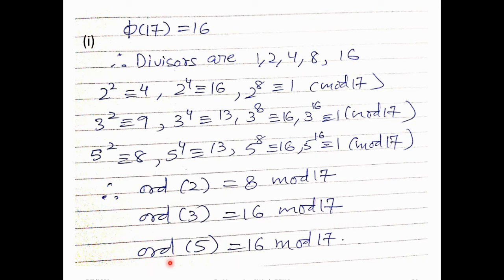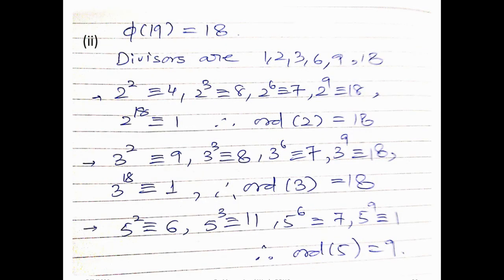Now to compute the order of 5, compute 5 squared which is 8, 5 to the power 4 is 13, 5 to the power 8 is 16, and 5 to the power 16 is congruent to 1 mod 17. So the order of 5 is 16 modulo 17. So you can see here that we have just calculated these powers 1, 2, 4, 8, 16, and within these powers only we got the order of these positive integers 2, 3, 5.